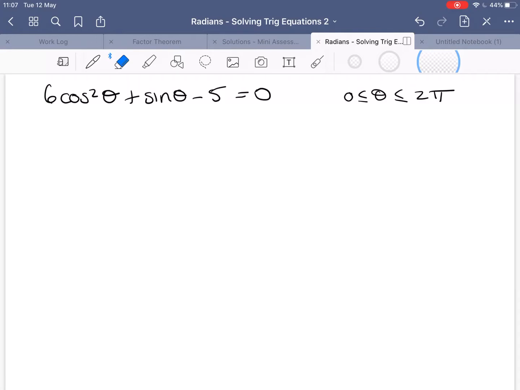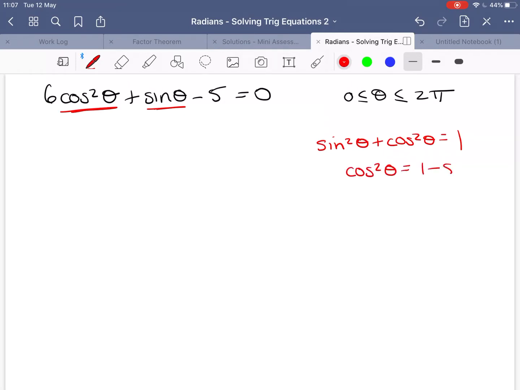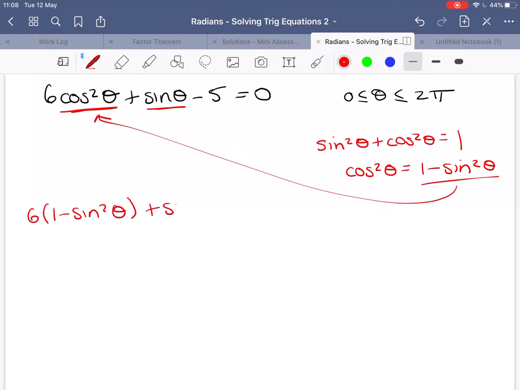If you remember last year, we couldn't solve equations in which we had cos squareds and sines in the same equation. We had to use that trig identity that we knew, which was sine squared theta plus cos squared theta equals 1, which meant I could replace my cos squared theta with 1 minus sine squared theta. Okay, so substituting that in for cos squared theta, I'd have 6 times 1 minus sine squared theta plus sine theta minus 5 equals 0.